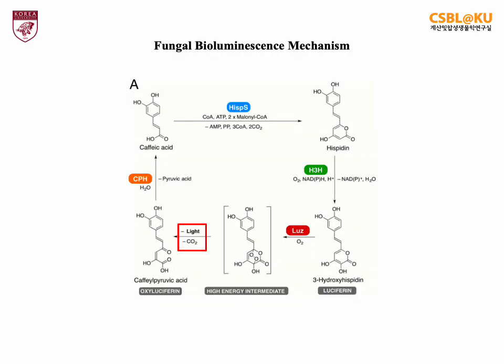The figure illustrates the proposed pathway for fungal luciferin biosynthesis and recycling. In this process, histidine synthesis converts caffeic acid into histidine, which is then hydroxylated by H3H to form 3-hydroxyhistidine. Luciferase catalyzes the addition of molecular oxygen, generating a high-energy endoperoxide intermediate that decomposes, producing oxyluciferin and emitting light. Oxyluciferin is then recycled back to caffeic acid through the action of caffeine pyruvate hydroxylase.